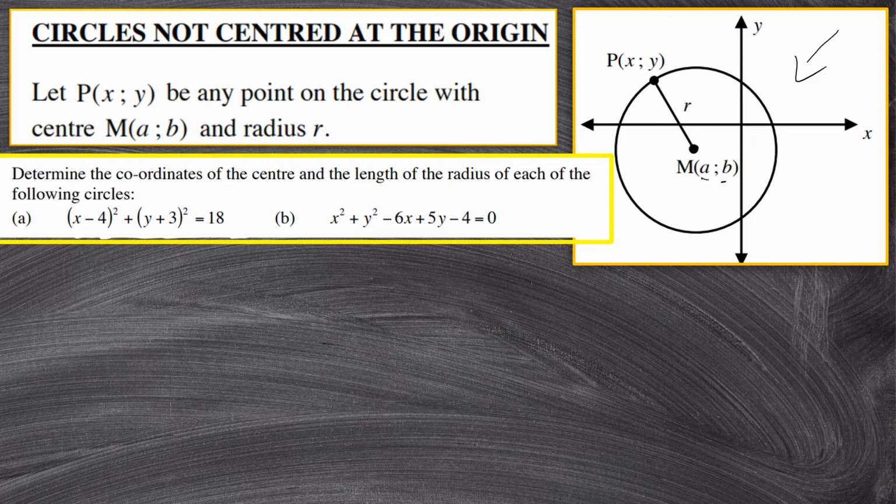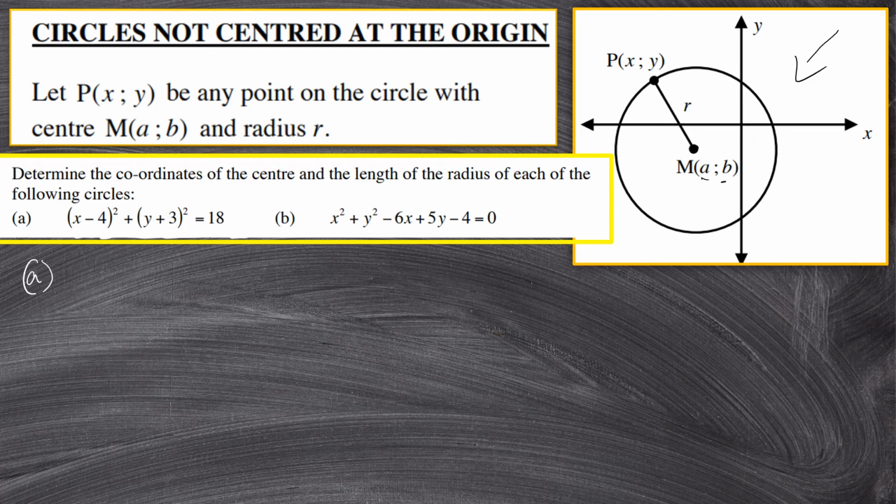So they can ask you 2 questions. Mostly they ask you to get the equation of that circle, or rather they can give you the equation of those circles with centers not at the origin, and they want you to determine their centers and their radius. So we're just going to start with this quick example. They said determine the coordinates of the center and the length of the radius of each of the following circles. We're going to start with A. Very simple. Let's go and determine the centers and the radius.